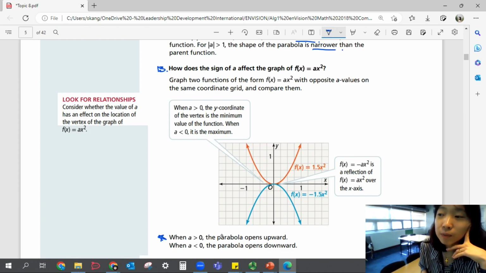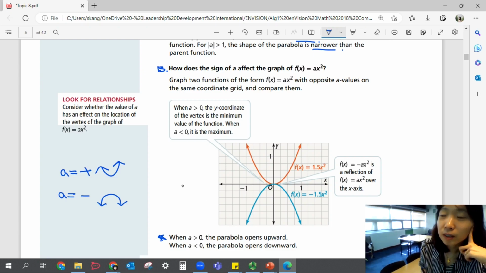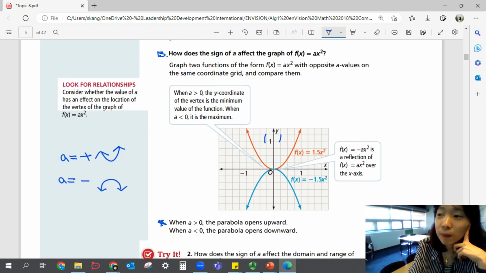Okay, so this is a key characteristic. When a is positive, the parabola opens upward. So you're going to see this parabola when a is positive. And when a is negative, then it's not happy. So it's a frowny face. The parabola opens downward. So if it's positive, it's smiling. If it's negative, it's not smiling. It's frowning. Okay, that's a good tip for you to remember.